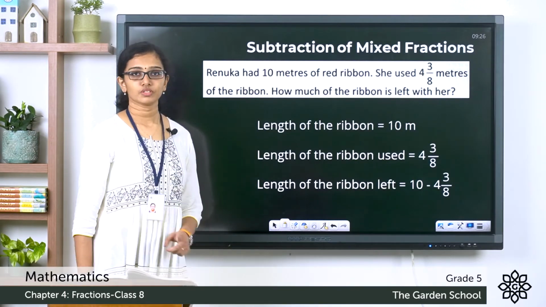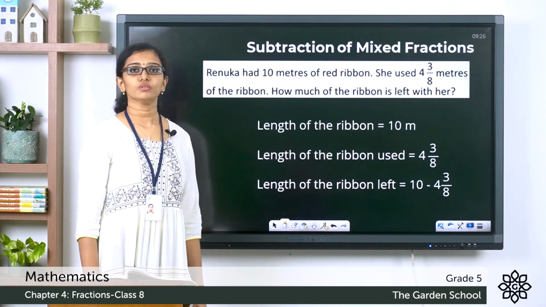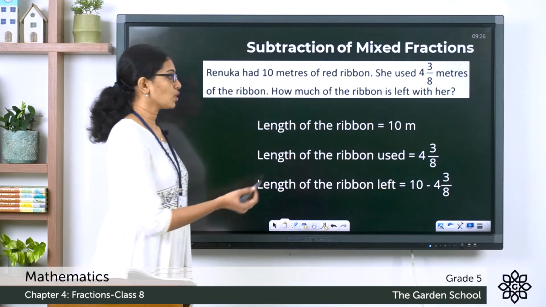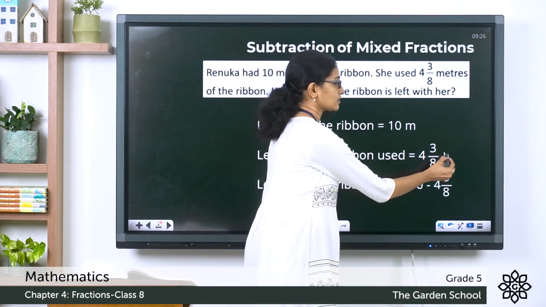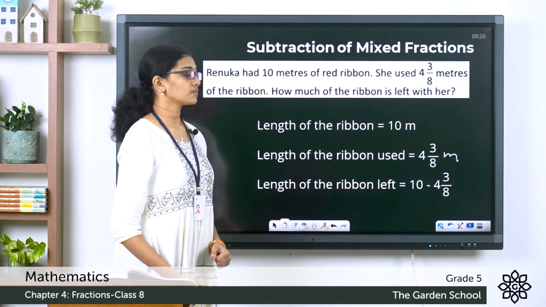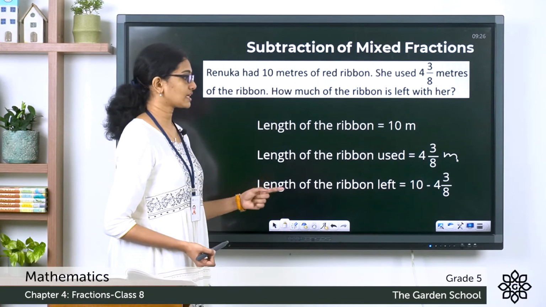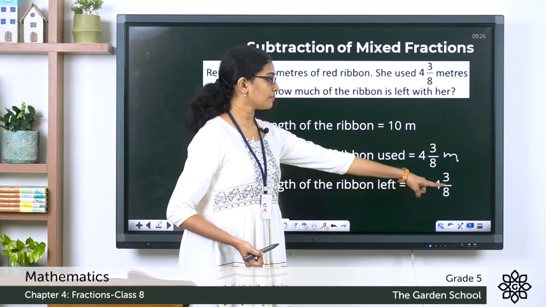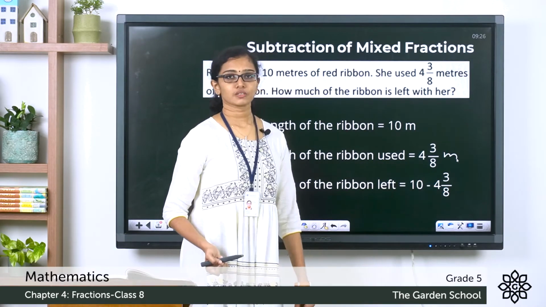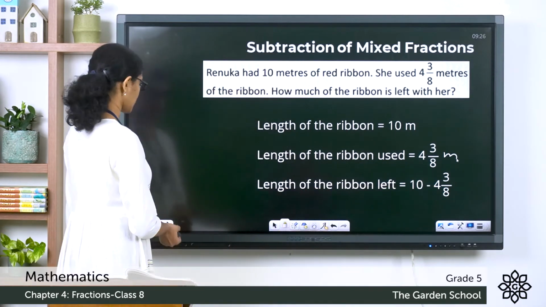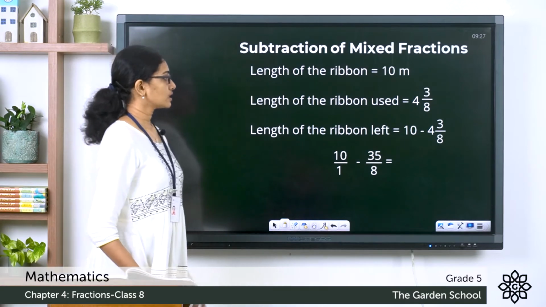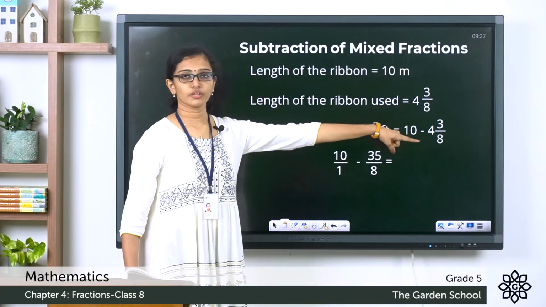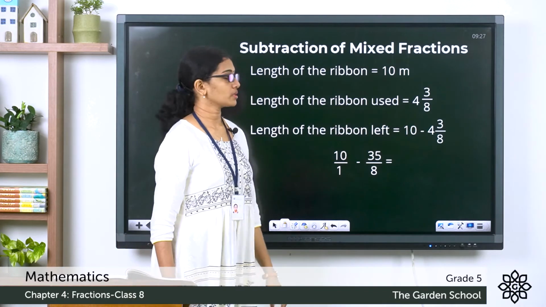Length of the ribbon she had in the beginning is equal to 10 meter and length of the ribbon used is equal to 4 and 3 by 8 meter. Now length of the ribbon left is equal to 10 minus 4 and 3 by 8, and see, here we have a whole number and here we have a mixed fraction. So how do you do the subtraction? You can first convert the given mixed fraction to improper fraction and proceed with the subtraction.